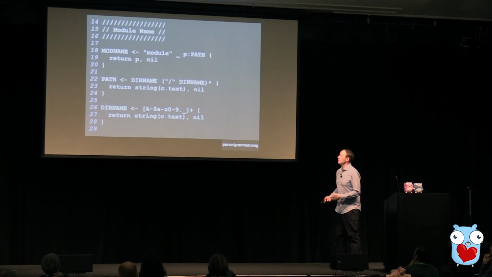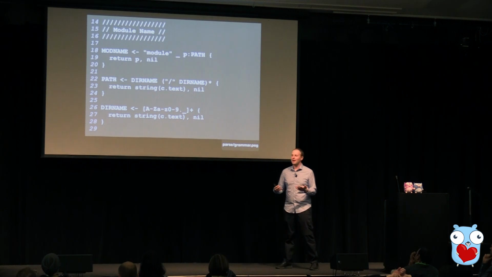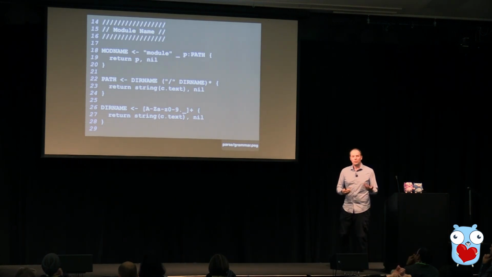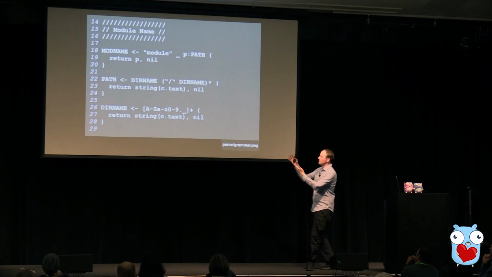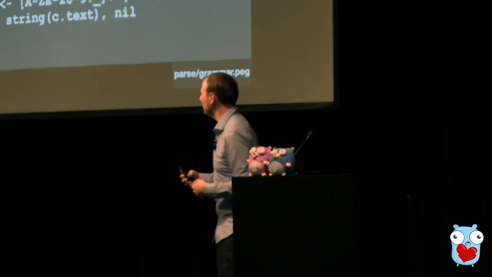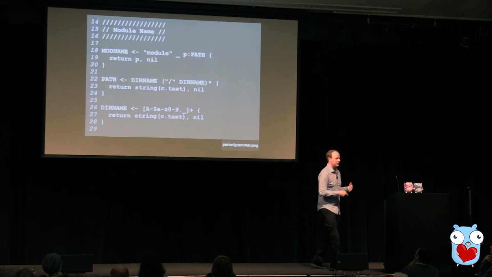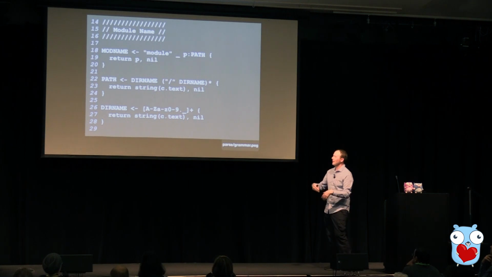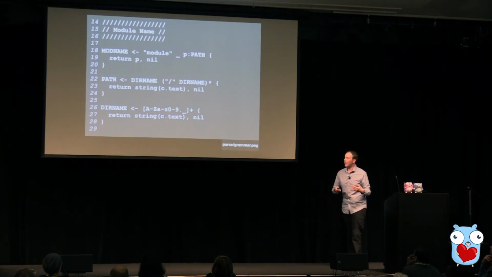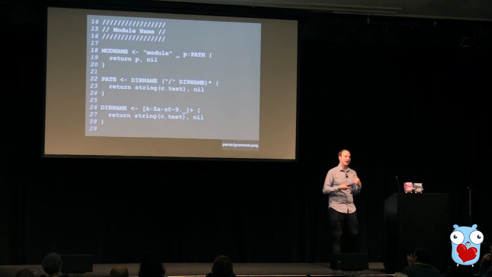The definition of these rules is that a mod name is the literal string module, followed by a space and a path definition. And a path is a directory name, which you can see down below is just a sequence of characters. It's probably not exactly right for all directories, but it's useful for what we're trying to do here. Within that path rule, you can also have additional slashes followed by more directory names, and that can happen 0 or more times. And we're taking the entire thing that was matched with c.text and returning that as a string.